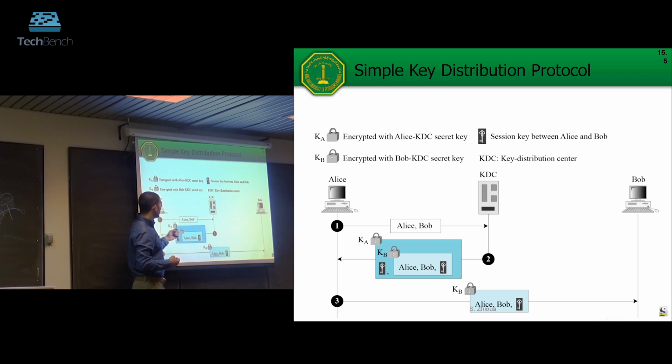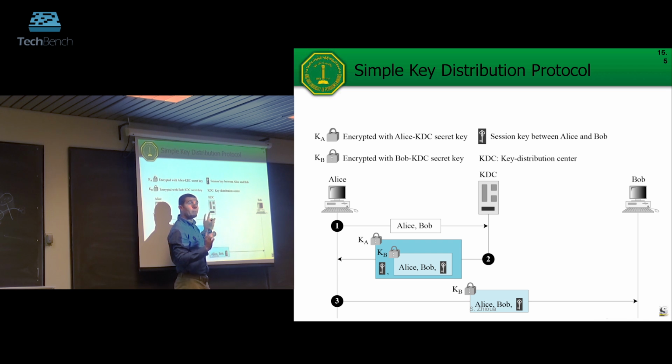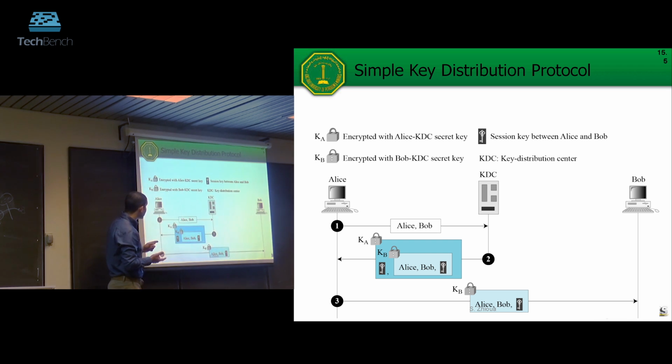So what she does is take that same data, which the KDC has encrypted with the secret key between the KDC and Bob, and send it as is to Bob. Will Bob be able to decrypt this message? Yes, because he has the key. KB is the secret key between Bob and the KDC, so only Bob and the KDC know that key. Can Alice decrypt that? No, she can't, because KB is secret between Bob and the KDC.